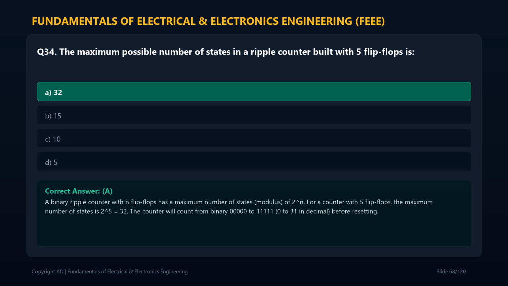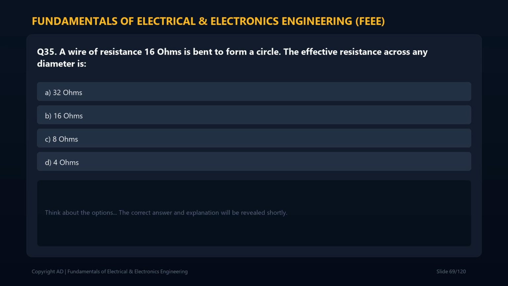A ripple counter with 5 flip-flops can count through 2 to the 5th power, which equals 32 distinct states from 0 to 31. Question 35. A wire of resistance 16 ohms is bent to form a circle.